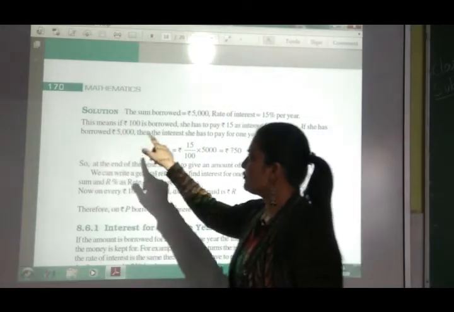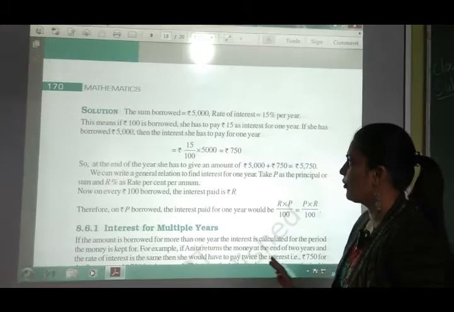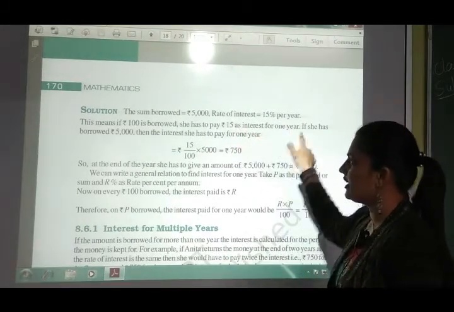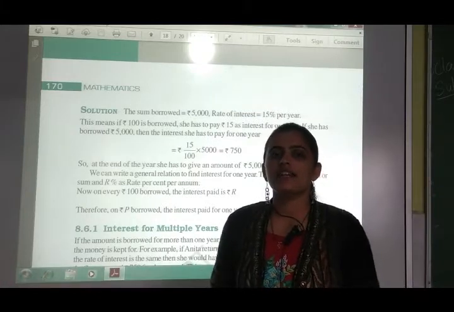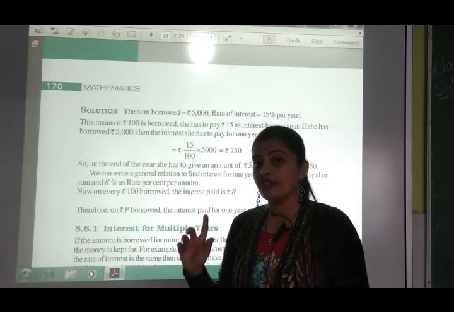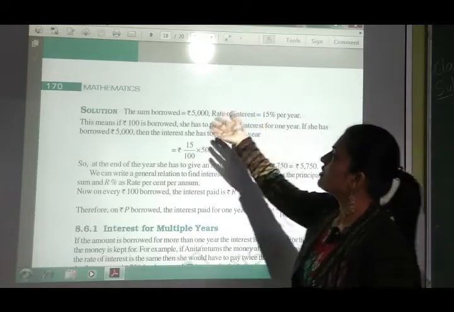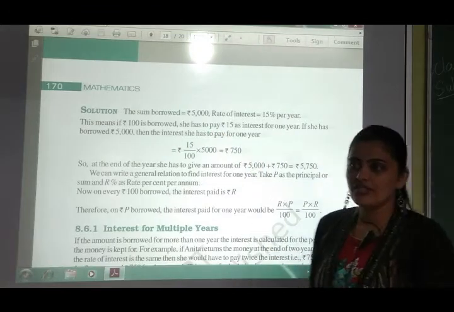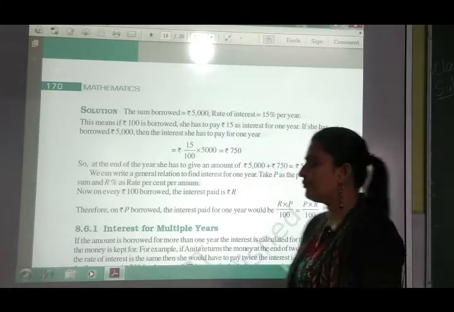This means if rupees 100 is borrowed, she has to pay rupees 15 as interest for 1 year. Now suppose she is taking 100 rupees, then how much does she have to pay as interest? Rupees 15. So now here there are 5000 rupees. So for 5000, how much interest does she have to pay? That we have to find out.